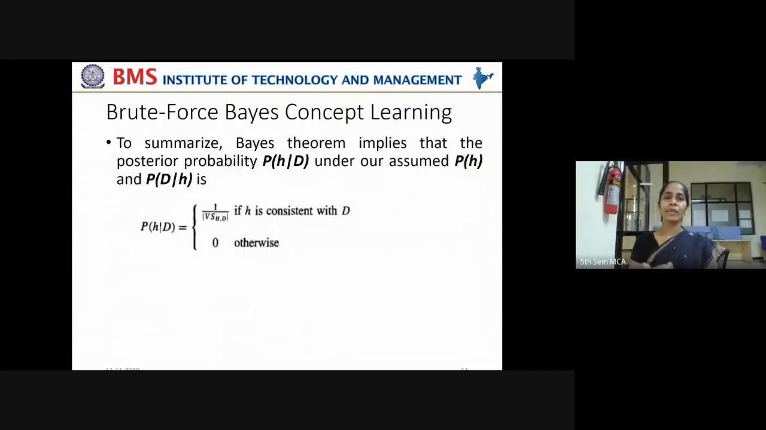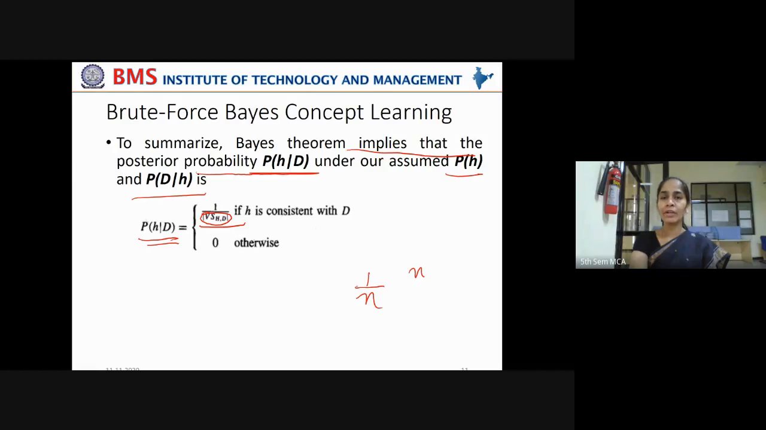Okay, now to summarize this brute force based concept learning, Bayes' theorem implies that the posterior probability P of H given D under our assumed P of H and P of D given H is, how do you write it now? Now you have derived a simpler version which is easy to see and understand. Before, if you say H consistent with D, it is a little complex, but here, probability of H given D can be represented as the shared probability of all the hypotheses in the version space that are consistent with the training examples D. I'm saying shared probability. Shared probability means if there are n hypotheses, the probability will be 1 by n shared between all those hypotheses. That is why I'm saying shared probability.